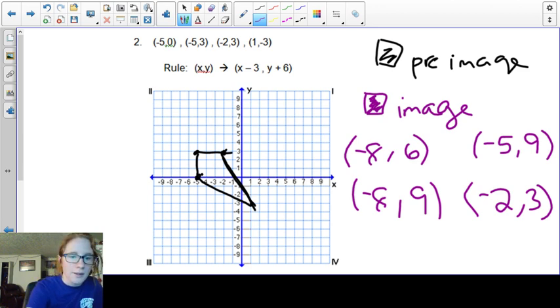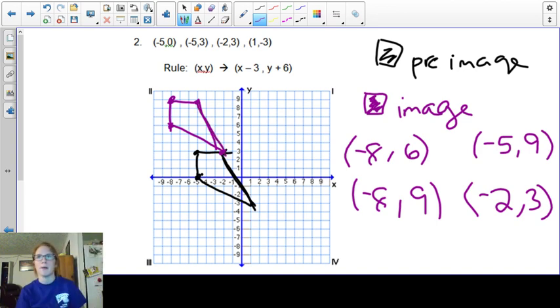So we're at -8, 6. Then -8, 9. Then -5, 9. And -2, 3. So if you notice, my last point actually lies on the original. That's why we're doing the different colors or the shading method, however you want to do it. So that way you can see which one's which, because they do hit each other. That's the second one.